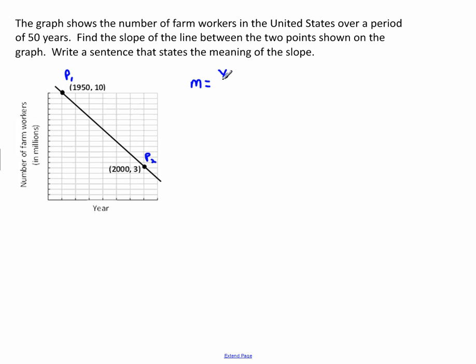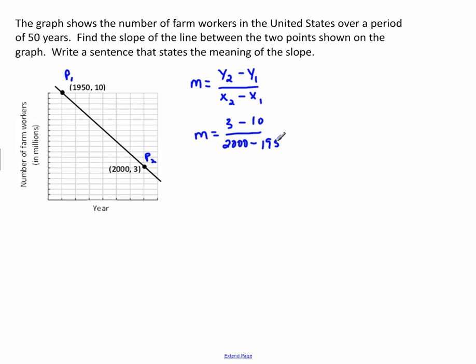We would be taking y2 minus y1, the change in y values, divided by x2 minus x1, the change in x values. So what are our two y values? We're going to take point number 2, that's a 3, minus point number 1's y value, that's a 10. And subtract point number 2's x value, that's 2000, minus point number 1's x value, which is the year 1950.